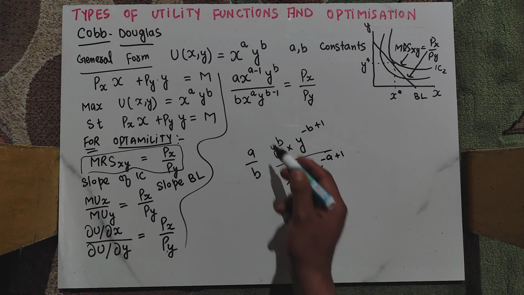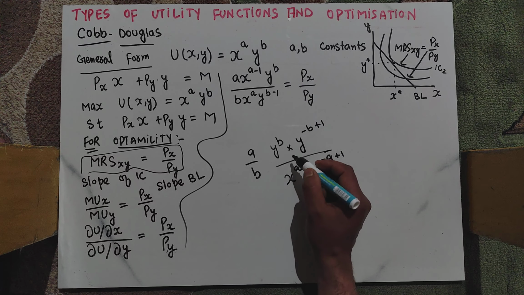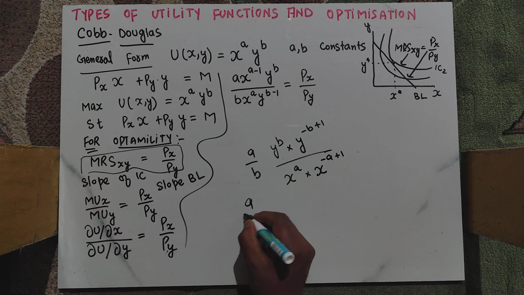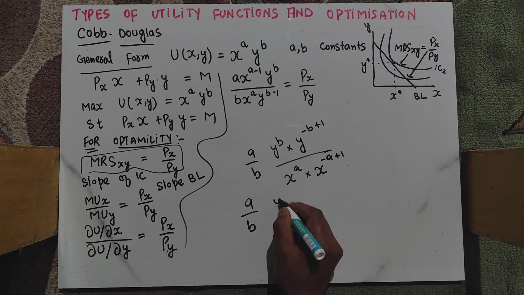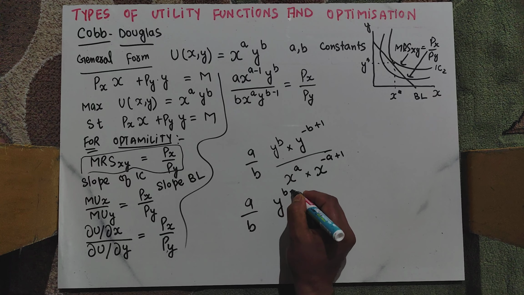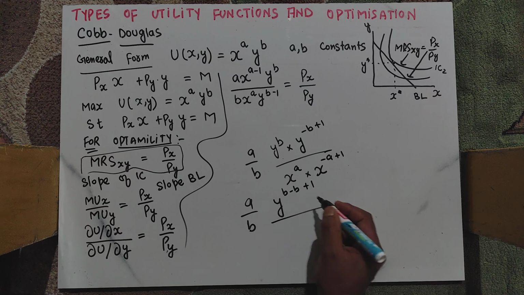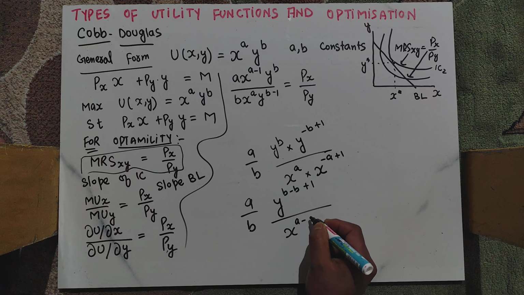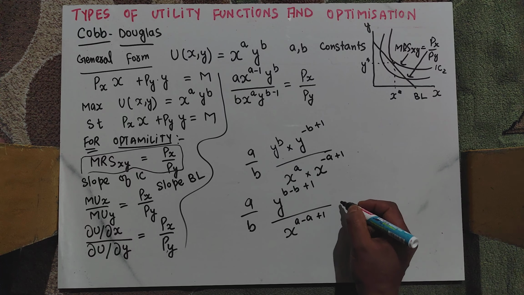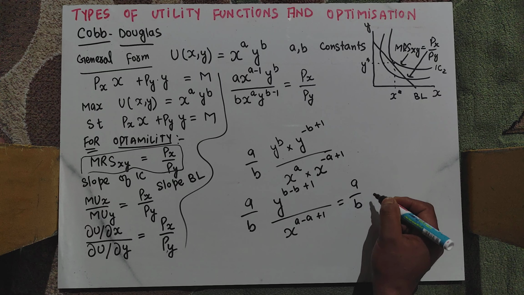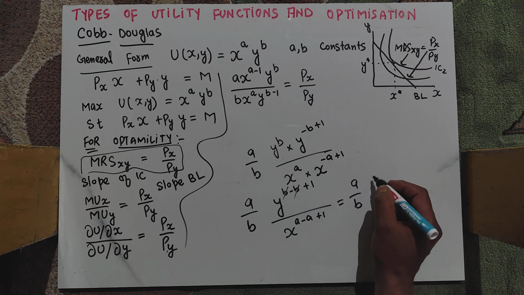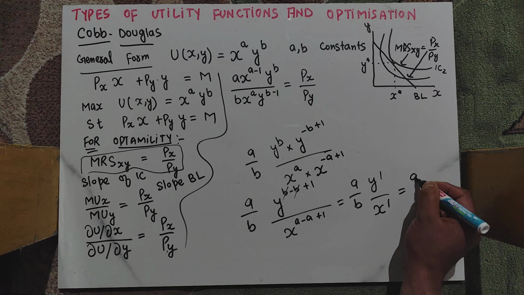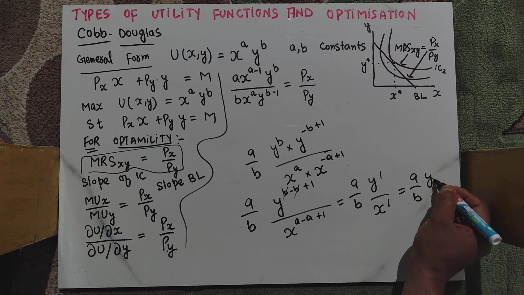Okay, so I am just solving this here. The bases are the same, so we can add up the exponents. We have (a/b) and y raised to the power b minus b plus 1, and in the denominator we have the same bases, so we can add the exponents: a minus a plus 1. Here you can see it is a upon b. The b and b get cancelled, we are left with y raised to the power 1, and here we are left with x raised to the power 1, which is equal to a upon b times y upon x.